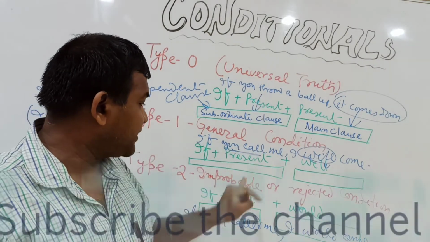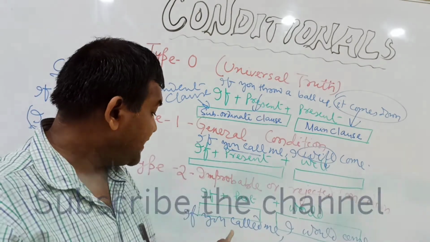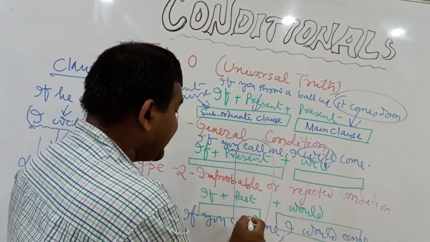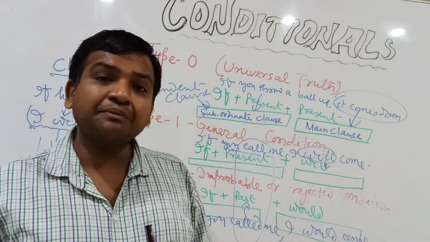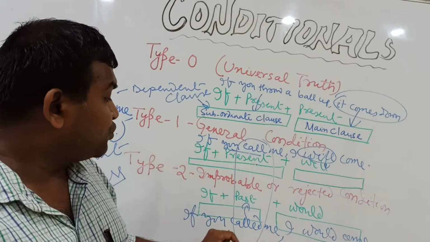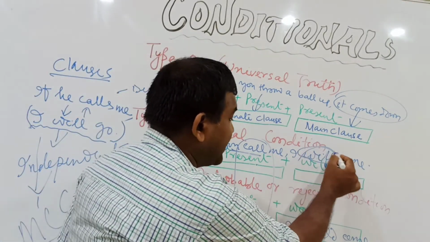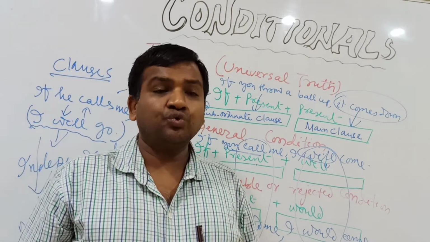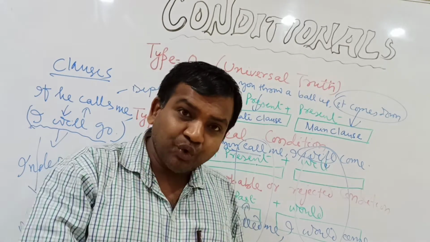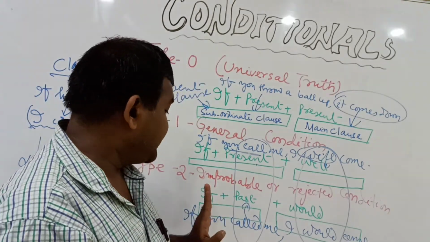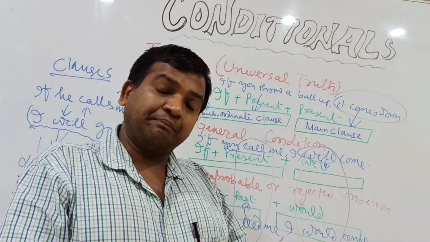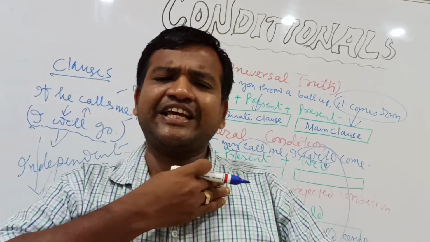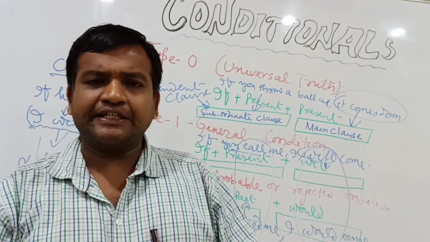Earlier, if you call me, simple present was there. Here it is "called," simple past. So if you called me, accordingly will has been changed into would. Now one more thing happens: if I were the Prime Minister, I would change the scenario of the country.